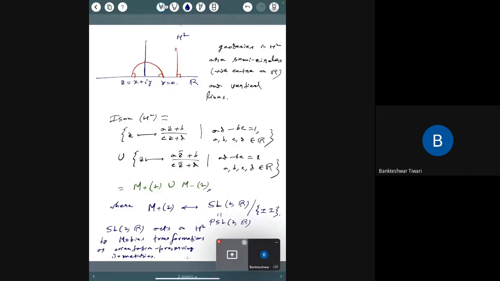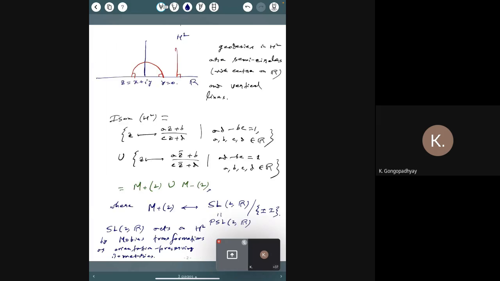I think it cannot be 1. No, the z bar is there, right? Yeah, so actually, what happened? Let me tell you. Yeah. So M minus 2. Okay. So what happened? M minus 2.